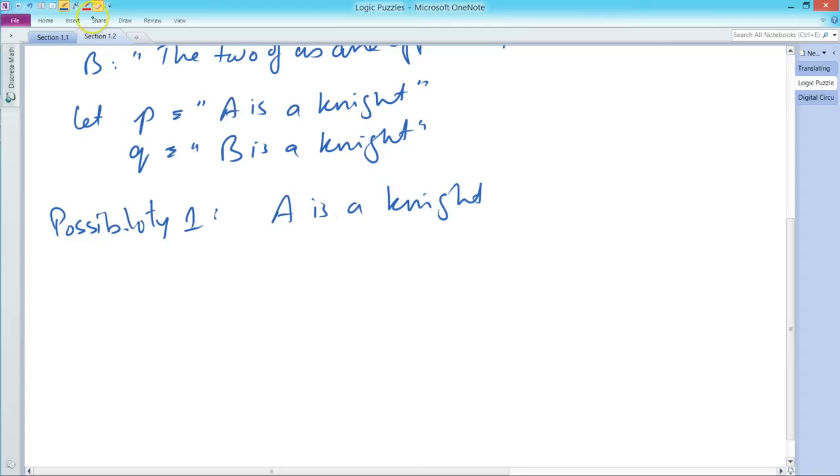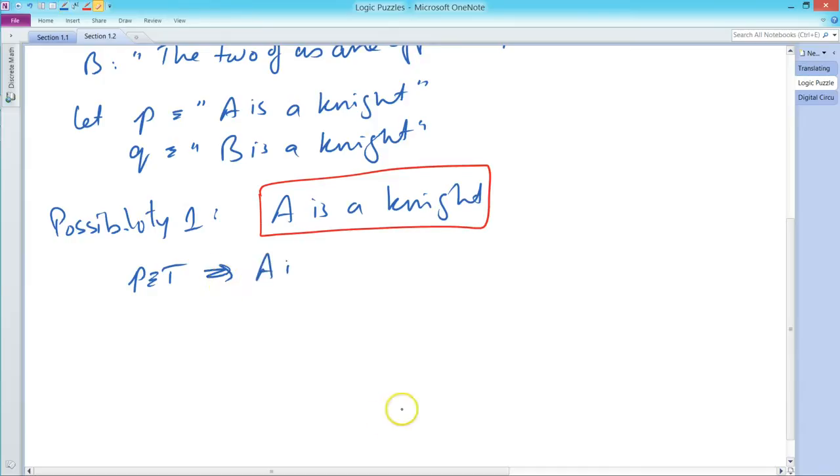So let me highlight that with a red square here. This is my first possibility. Now let's see. In this possibility, I'm assuming that P is true. I'm assuming that A is a knight. Now this means, according to the definition of a knight, that A is telling the truth.